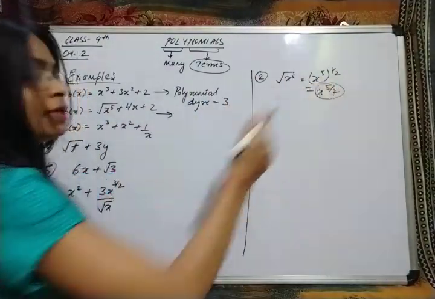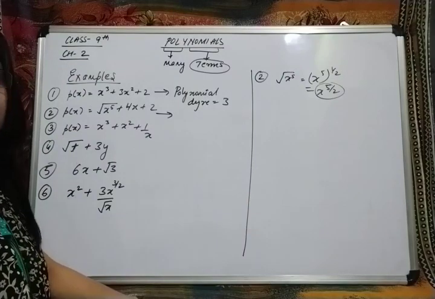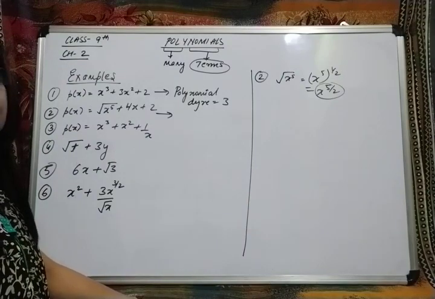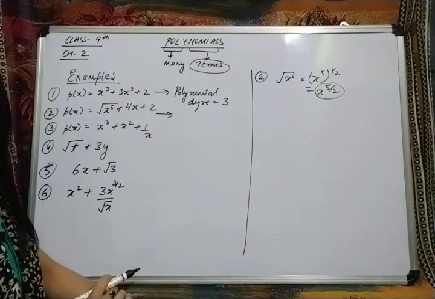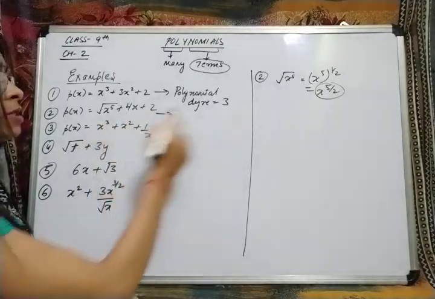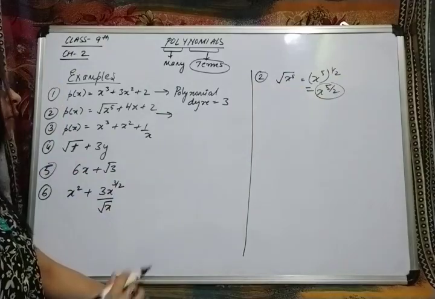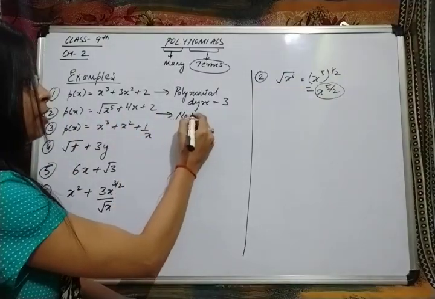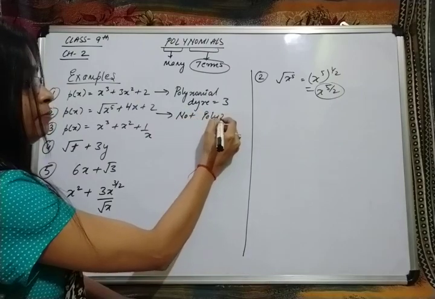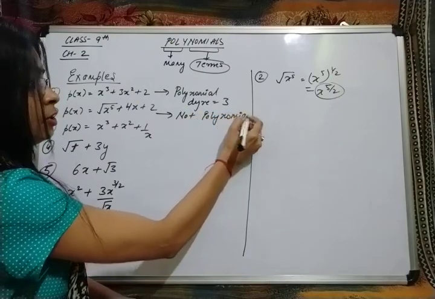So this is a term like x to the power 5 by 2. And if the power is not a whole number, 5 by 2 is what? It is a rational number. So if the power of the variable is not a whole number, because it is a rational number, then what is this? This is not a polynomial.